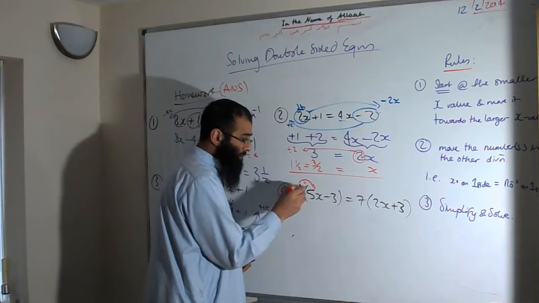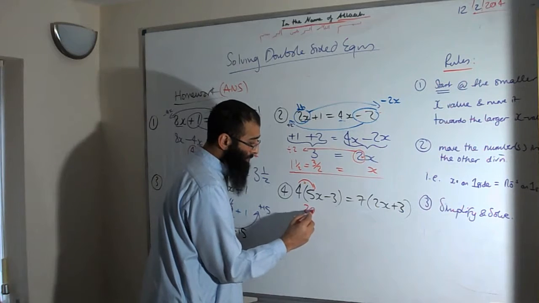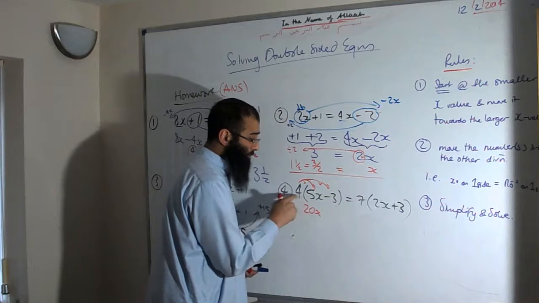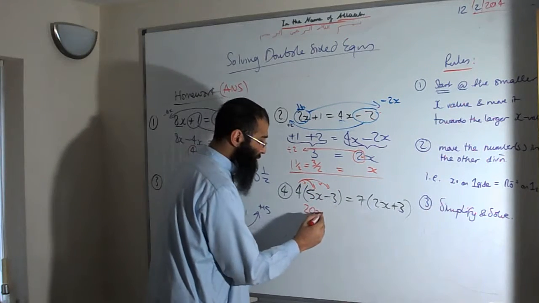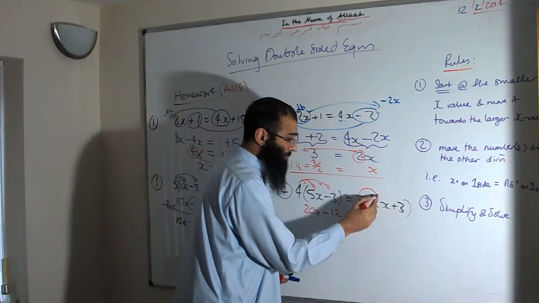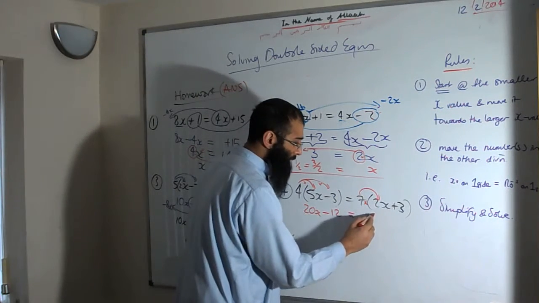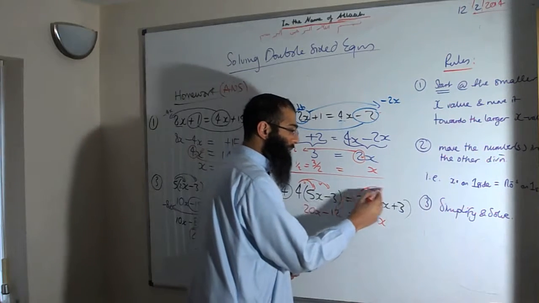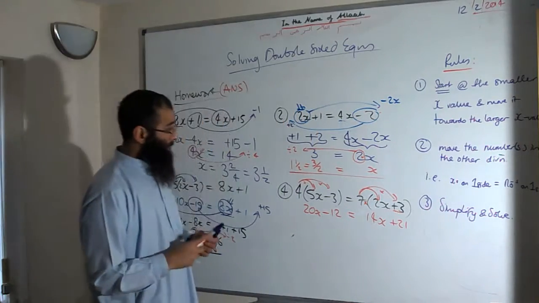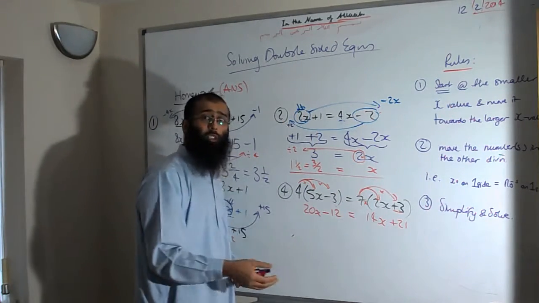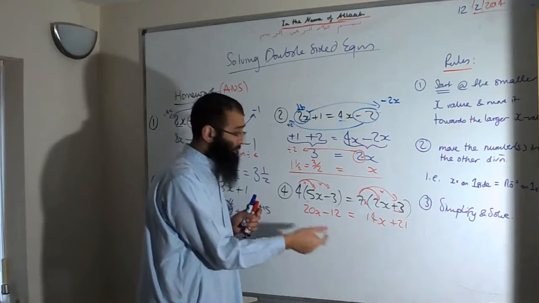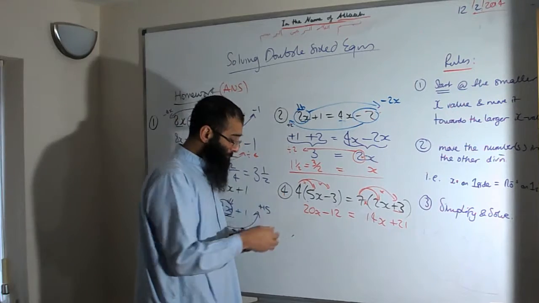So 4 times 5x will give you 20x. 4 times minus 3 will give you minus 12. Copy everything down. So 7 times 2x will give you 14x. 7 times plus 3 will give you plus 21. Now that we've multiplied out both sides of the equation, we released these elements from the brackets in the correct size now. So 5x becomes 20x because you timesed it by 4, and so on.